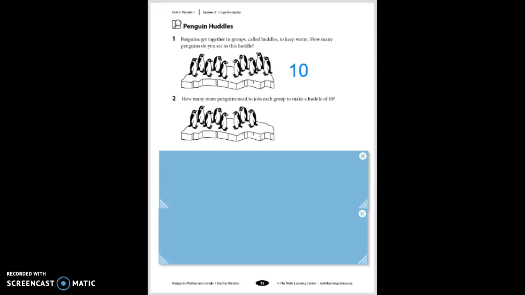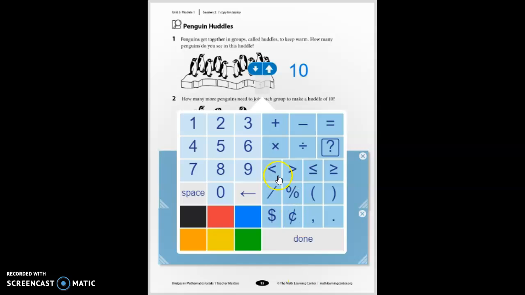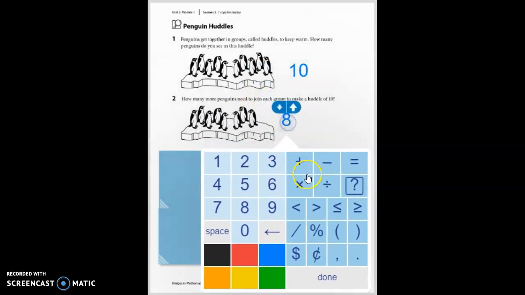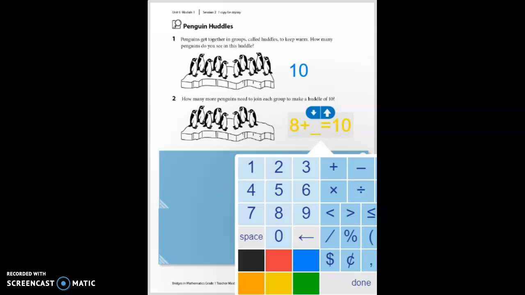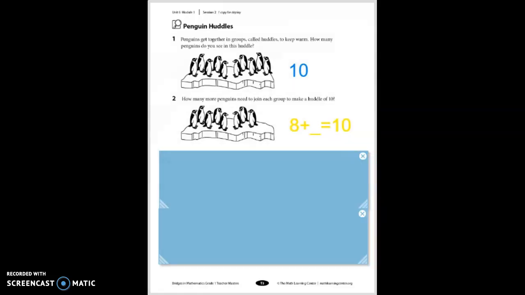Okay, so you need to write an equation. So there are 8 total there. Okay, so there's 8 plus how many more need to join? We don't know. So we need to put our unknown. There's our unknown equals, and the number that we need to get is 10. So 8 plus unknown equals 10.